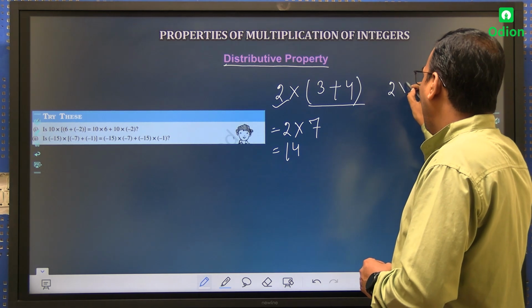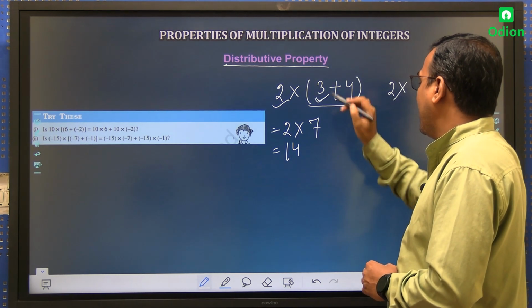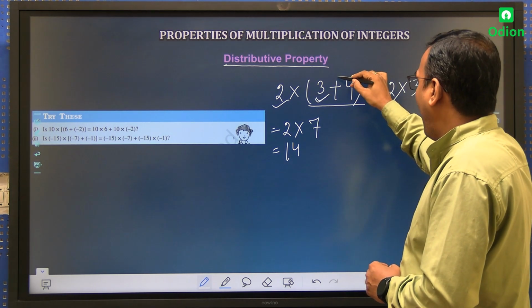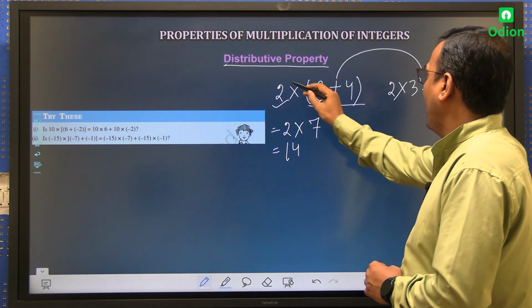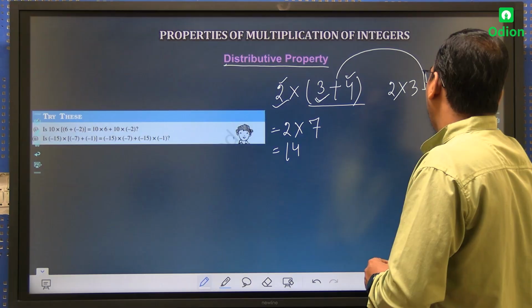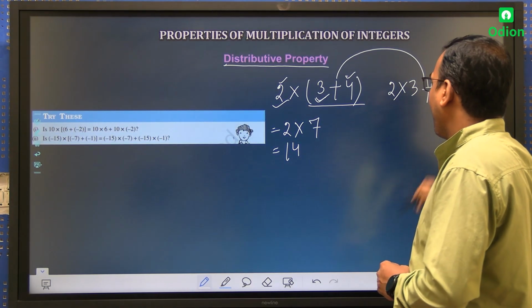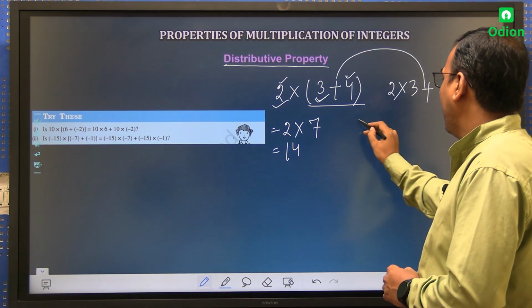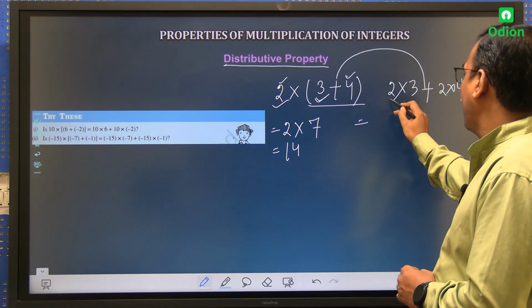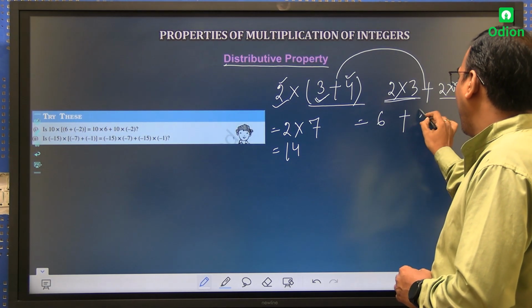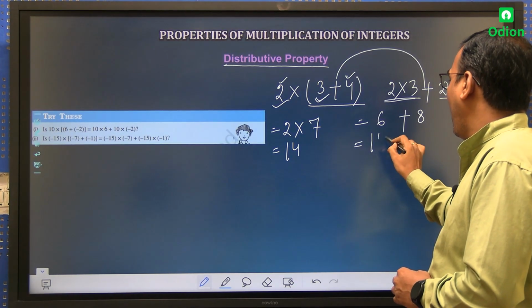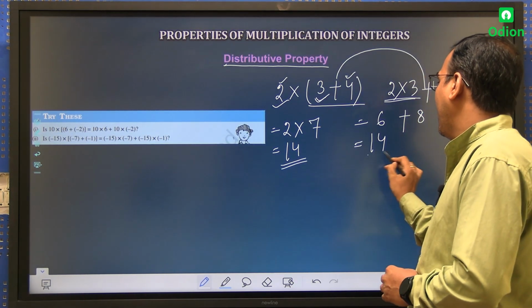2 multiplied with 3. First digit is your 3. Then what sign over here? Just copy it. Plus 2 multiplied with 4. Then what result it comes? 6 plus 2 into 4, 8. The answer is 14.